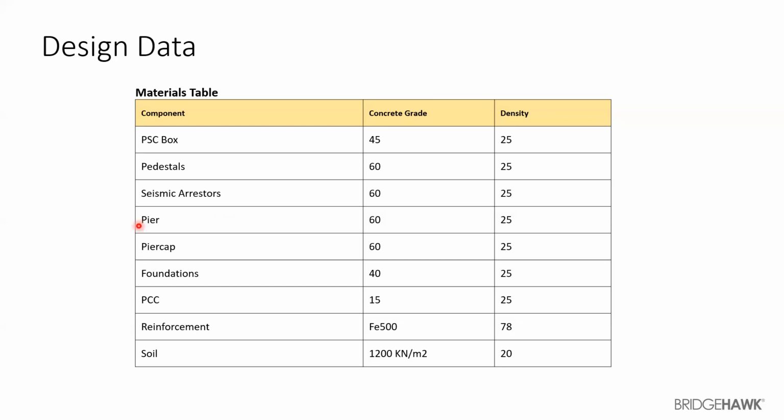So if you see in the table, there's a PSC box. It is specifying the concrete grade. This tells me that my PSC box girder, which I'm putting on both sides of my pier, has a grade of M45. The density of the concrete that I'm using is 25.